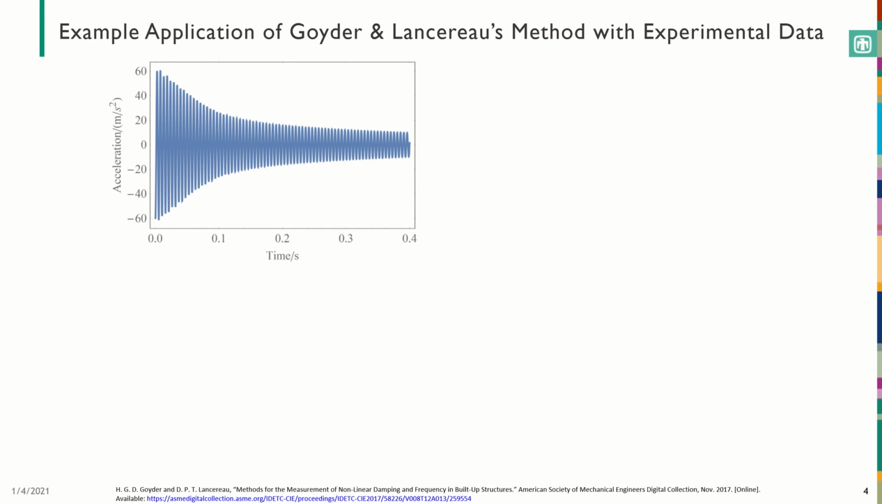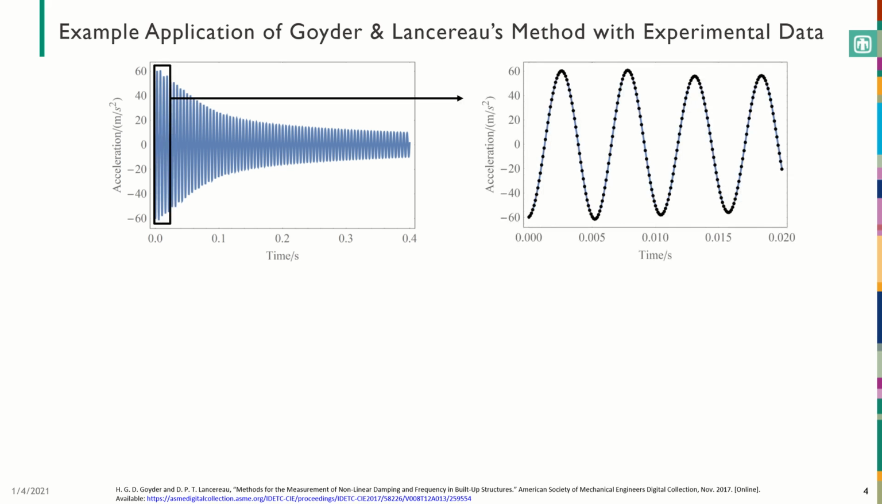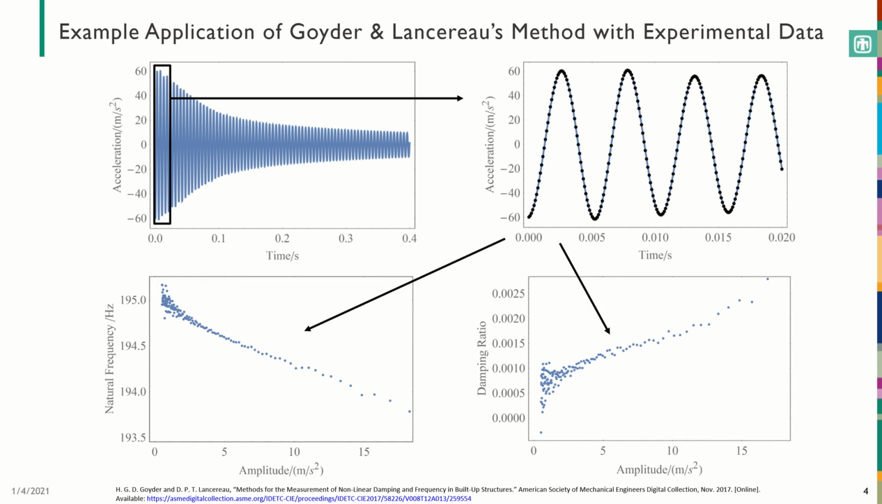The example that Goyder and Lancereau present in their paper is with this section of bandpass filtered time response from an experimental impact test. Pulling out the first time segment and running the optimization, they got this, where the black dots show the measured data points and the blue line is the curve fit result. By marching down the time series and pulling out the frequency and damping from each segment, they end up with these plots showing the nonlinearity in both as a function of response amplitude.